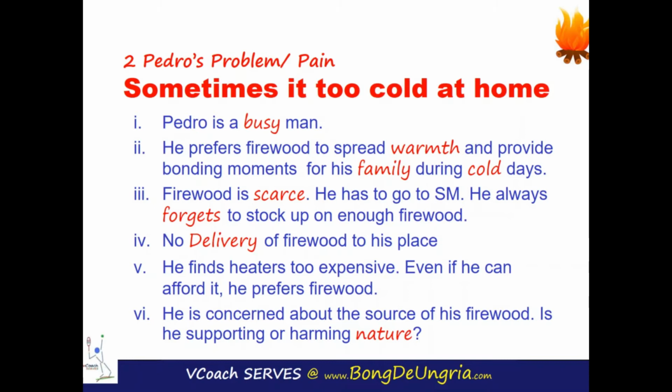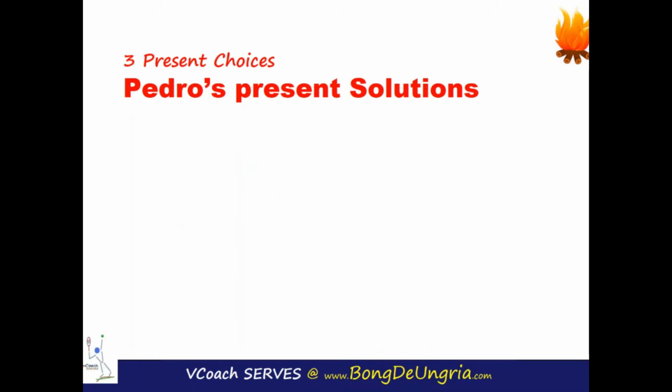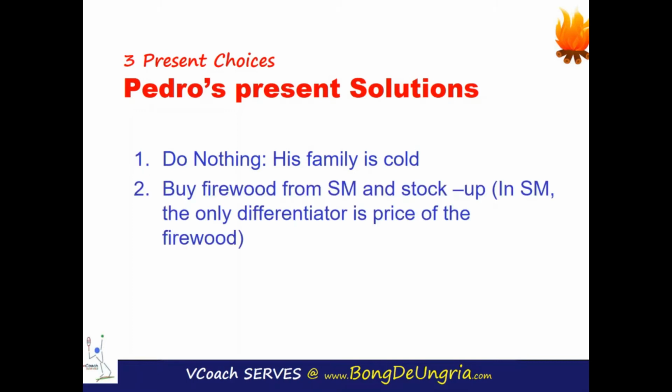For this problem or pain, Pedro has current solutions or present choices. First, when he feels cold, he can do nothing, and his family just bears the cold, or he can buy or stock up firewood from SM. But the challenge there is if you buy it from SM, the only differentiator between all different firewood alternatives is the price, and you don't want that to be the only differentiator. His third option is to buy and use an expensive heater.